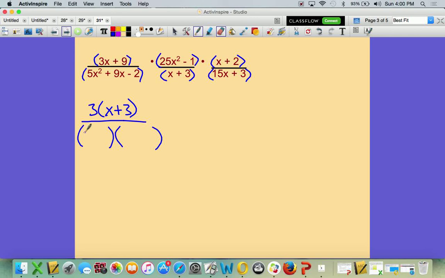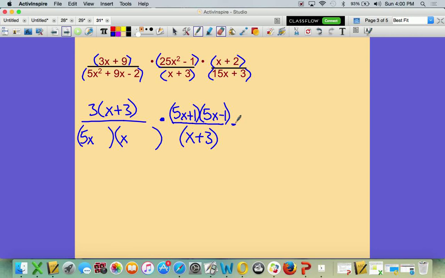5x squared is 5x and x. Alright, I'm going to come back to this in just a second because there might be a little shortcut that we can use as we go through here. If we come to our next one, 25x squared minus 1. That's a perfect square with a minus in between. That means we have difference of 2 squares here. So 5x plus 1 and 5x minus 1. Alright, the bottom, x plus 3, that doesn't change.